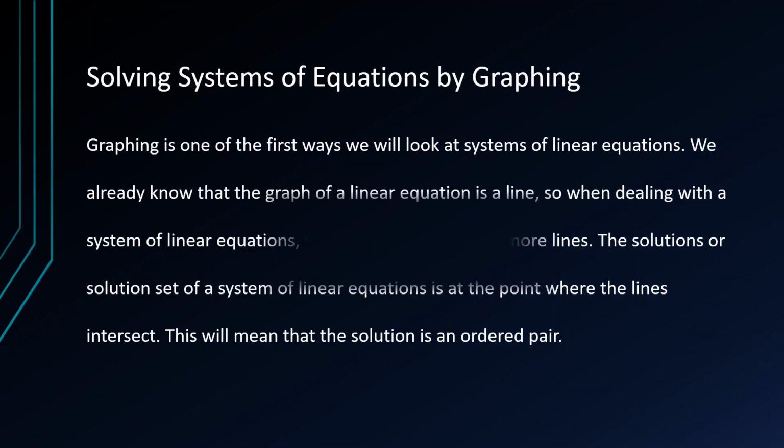Graphing is one of the first ways we will look at systems of linear equations. We already know that the graph of a linear equation is a line, so when dealing with a system of linear equations, we need to graph two or more lines. The solution or solution set of a system of linear equations is at the point where the lines intersect. This means that the solution is a coordinate point, or what we can call an ordered pair.